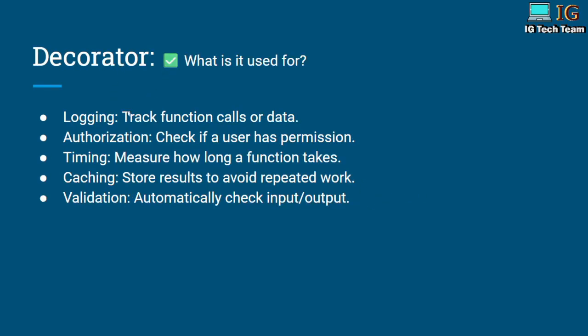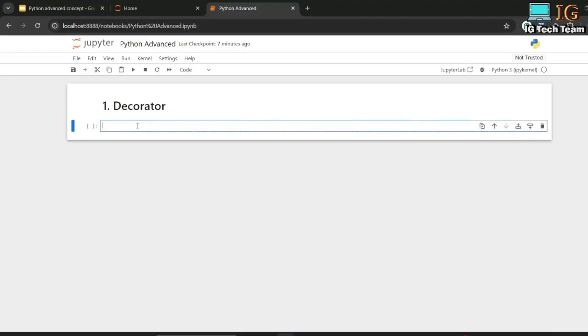You can use decorators for logging purposes to track function calls or data, and for authorization to check if a user has permission. We will be doing this part in this video, meaning I will be implementing a decorator for authorization. Next one is for timing, that means to measure how long a function takes. And for caching, store results to avoid repeated work, and for validation to automatically check input or output. Okay, I will explain through the code.